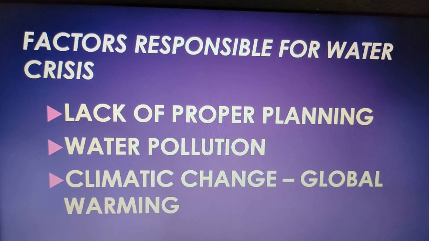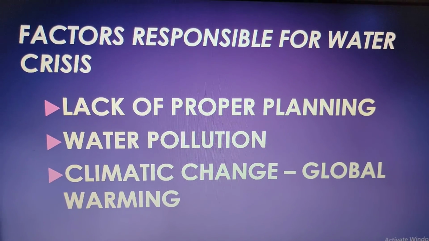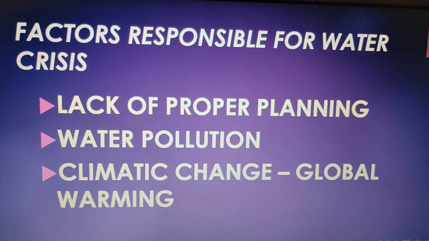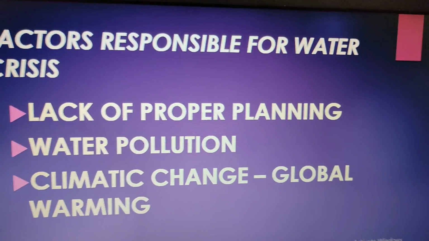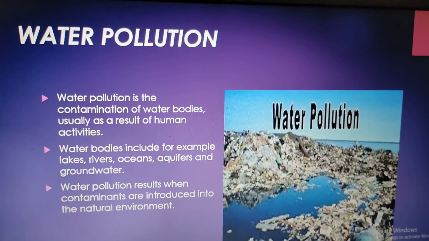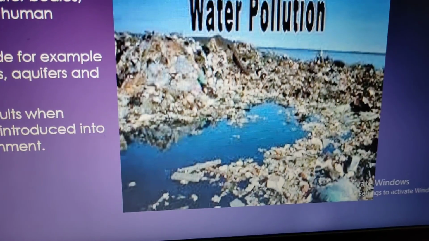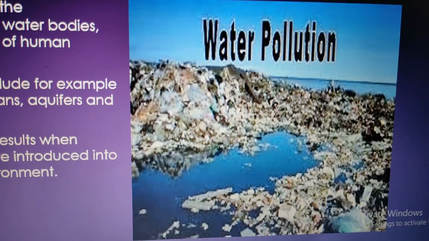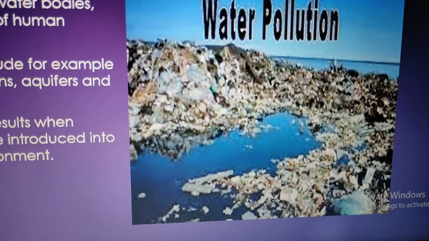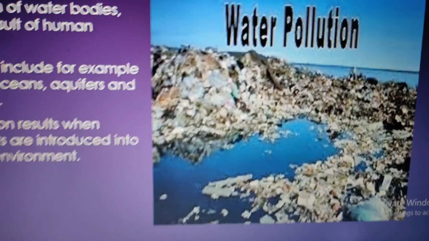Climatic change, that is your global warming, the way the temperature of earth is rising. One of the major reasons is your greenhouse effect, the gases which are being released in the atmosphere. Now, water pollution, you can see what kind of water pollution. Heaps of garbage are being thrown in the water. It does not just affect human life, but it is also affecting the aquatic life. No fishes are able to survive in such polluted rivers.